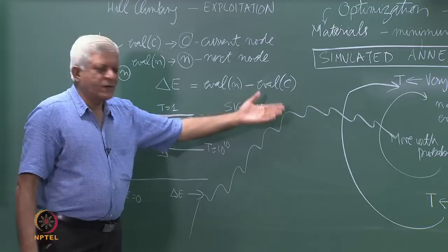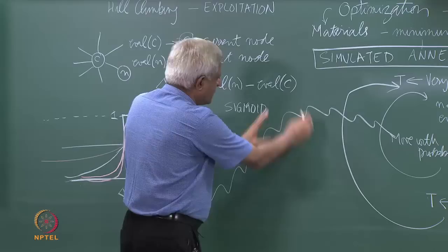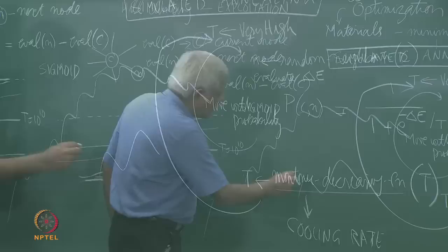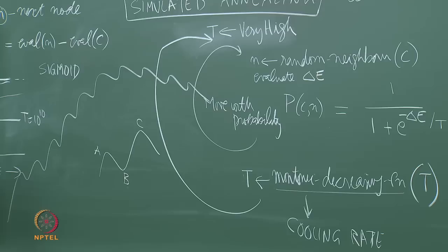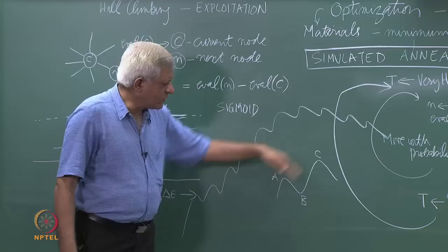So, the idea is this essentially, that take a sort of snapshot of this which looks like this, like one of these things here. Let us call this point A and let us call this point B and let us call this point C, and we want to maximize, which means we want this value to be higher and higher. We want to go to C rather than to A, we want to go to the top of this.